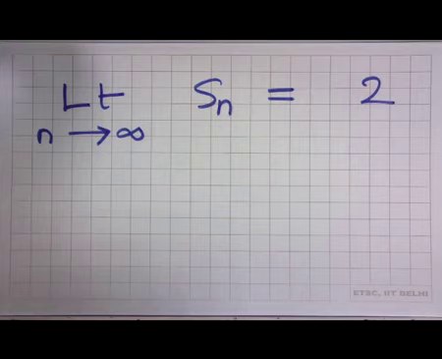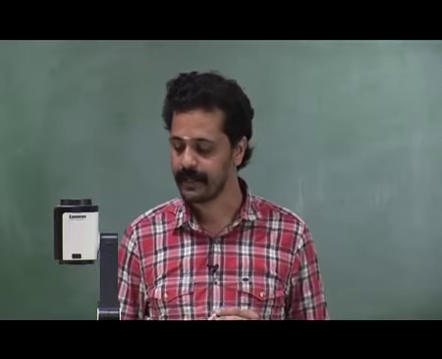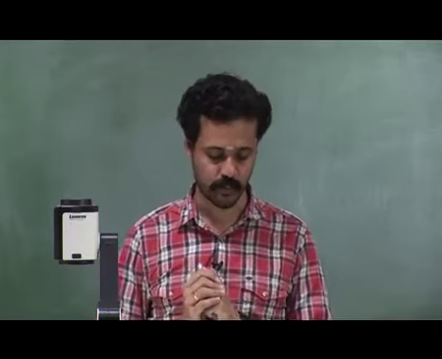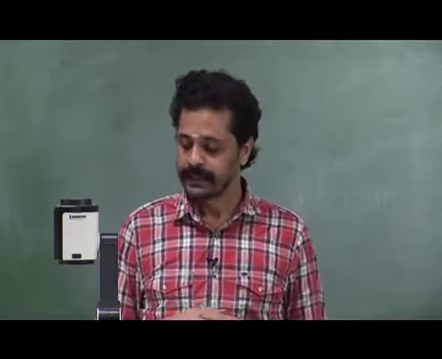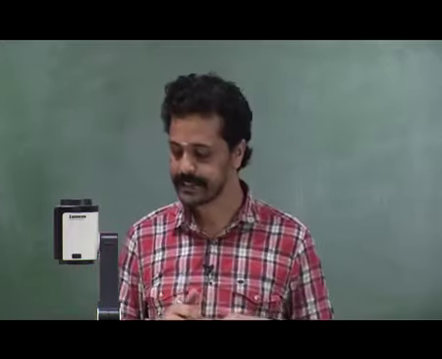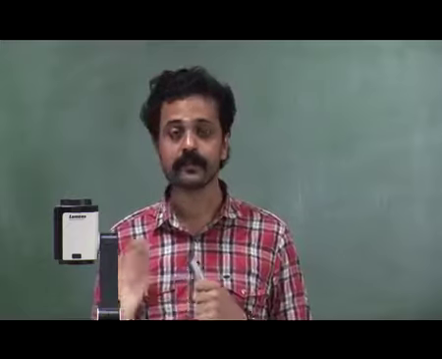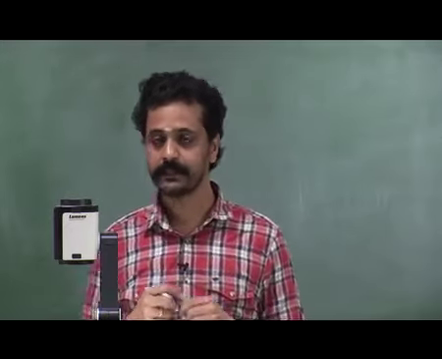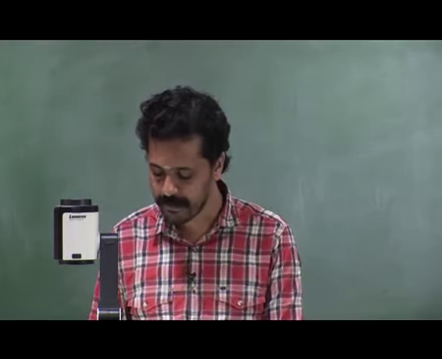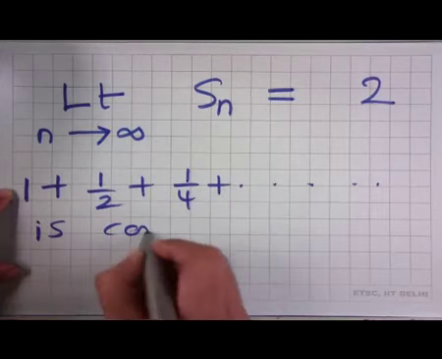Informally, what we have observed is that the sequence of partial sums is convergent and the limit of the sequence of partial sums is 2. Recalling the definition we made for convergence of a series, it should be clear that since the sequence of partial sums is convergent, the corresponding series is convergent. So, 1 plus 1 by 2 plus 1 by 4 plus etc. is convergent.